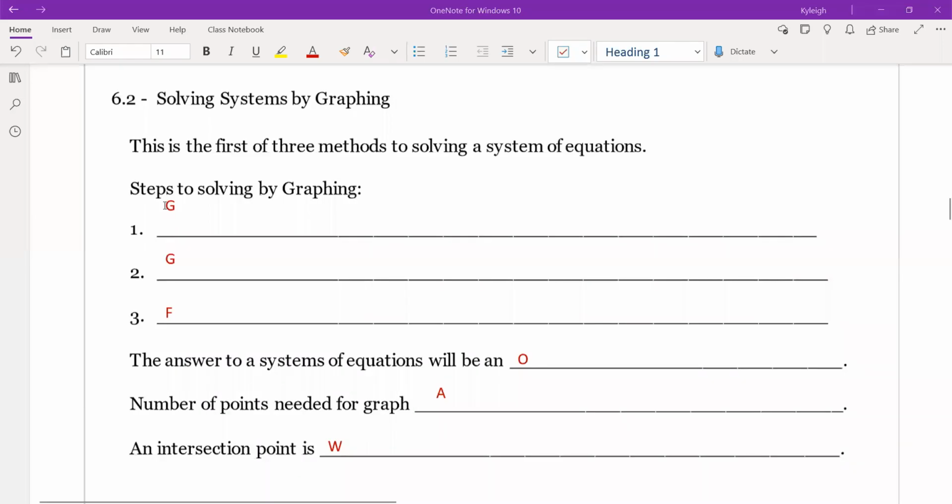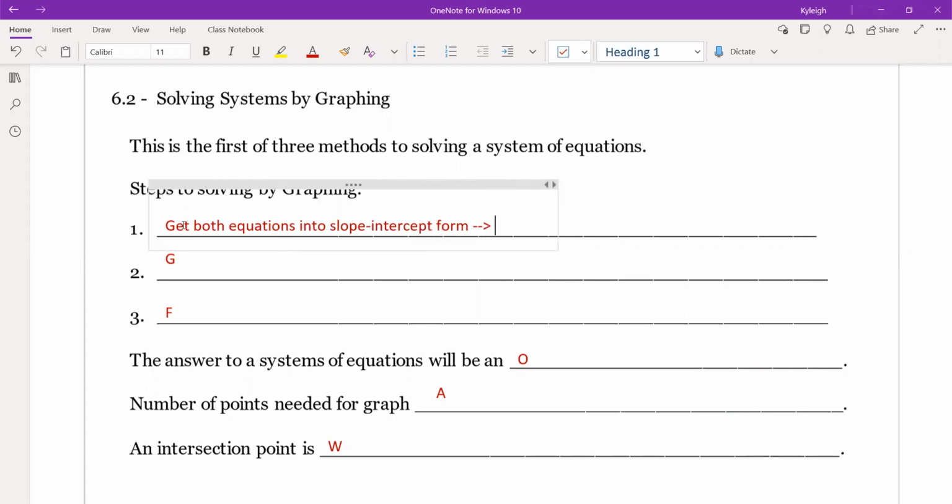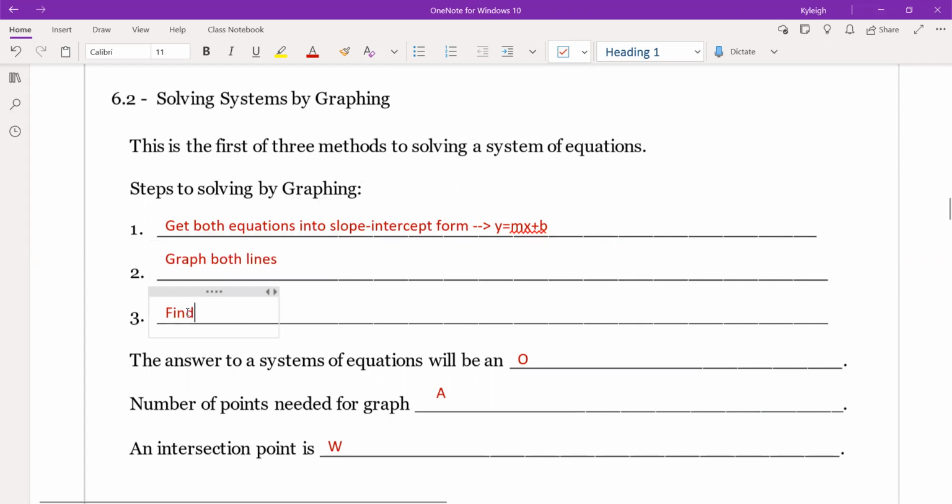All right, so we're going to talk about solving systems of equations by graphing. And we've kind of alluded to this, but first we need to get both equations into slope-intercept form, aka y equals mx plus b, because that's how we know how to graph them, right? And then you graph both lines. And then from there, you find the point of intersection.